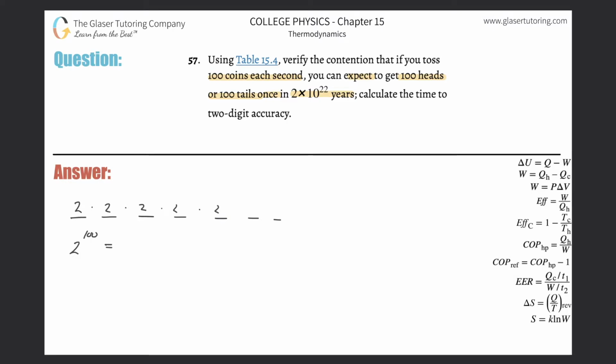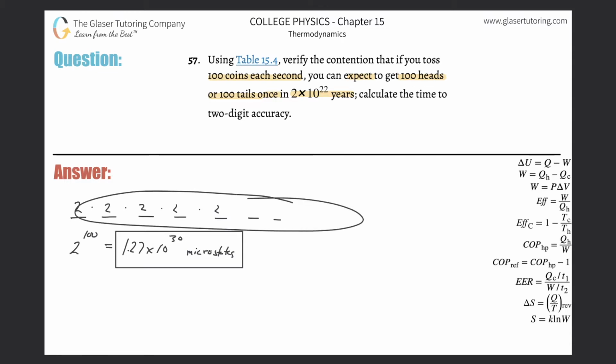So this is now going to equal 2 raised to the 100, and it's 1.27 times 10 to the 30th. Now this number might look familiar if you look it up in the table. This represents the total number of outcomes, total possibilities, or as we're going to call it here in physics, microstates. So every second there is this many microstates. Now they want to calculate the probabilities or expectations that we get 100 heads or 100 tails.